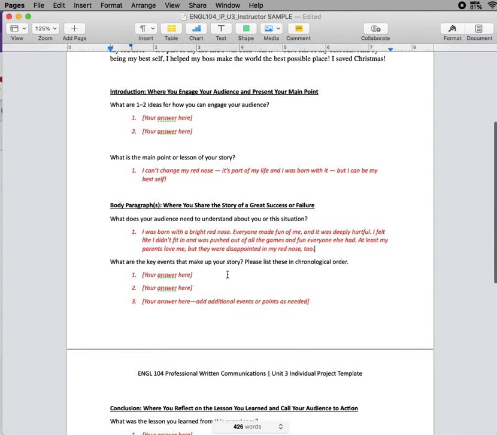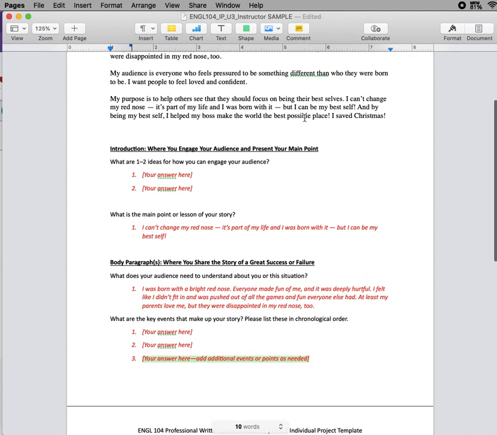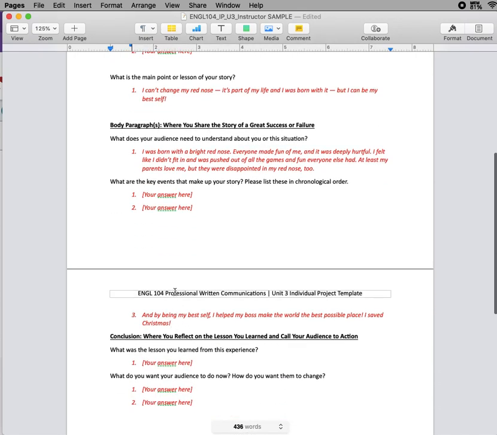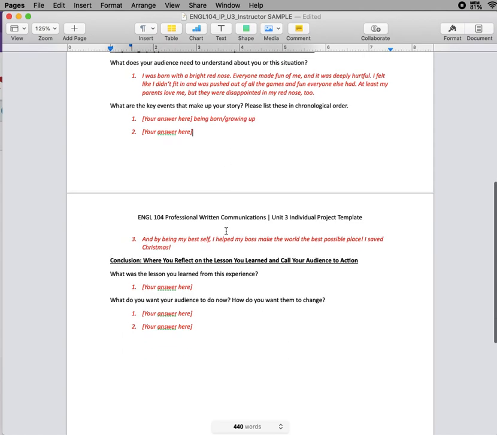Next, what are the key events that make up the story? Not all of these are here yet, but we could definitely say something like, from this last one, what if we take this last little bit here? We know we're going to end with this one that we have. By being my best self, I helped my boss make the world the best possible place. I saved Christmas. So we know that's going to be our last point, and we're not really sure where we're going to start. We could start chronologically with being born, sort of like growing up. We have a couple of ideas, right? So we'll play with that as we go forward.